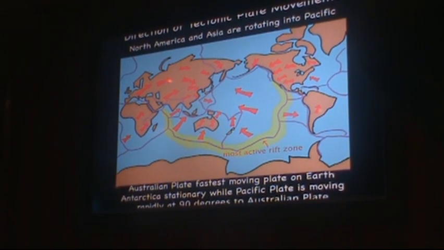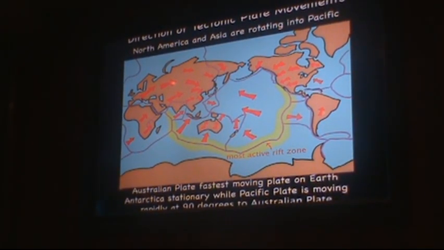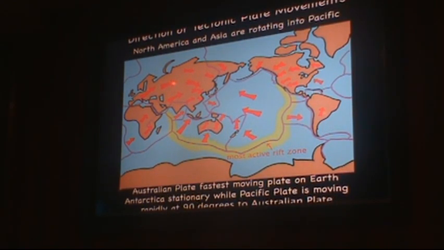Now, all of these plates are moving around here, and they all have different directions that they're moving. And you can see that the Pacific plate is moving in a northwest direction. And what's moving it, as we said, is this magma. Now, here's how this works.